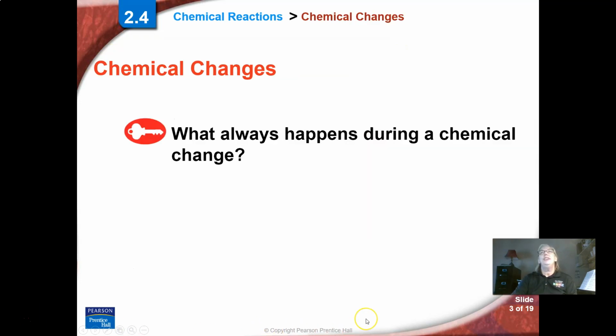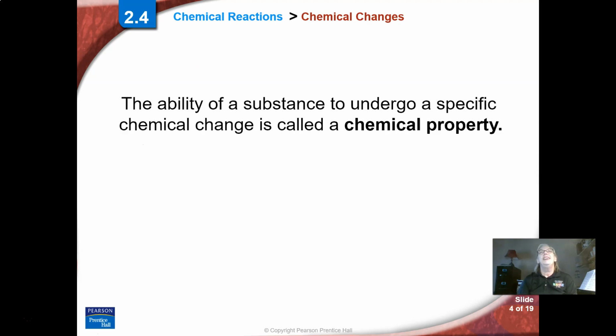So what happens during a chemical change? Let's look. The ability of a substance to undergo a specific chemical change is called a chemical property. That doesn't make a lot of sense. It just means that if something can have a chemical reaction, and lots of times you'll see a color change, then that's a chemical property, its ability to react with something. So iron has the ability to react with oxygen in the air to turn into rust.